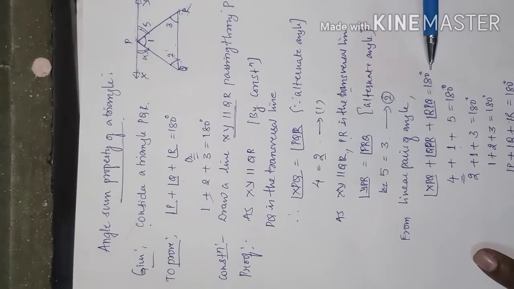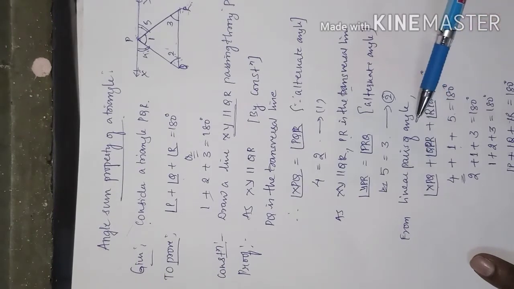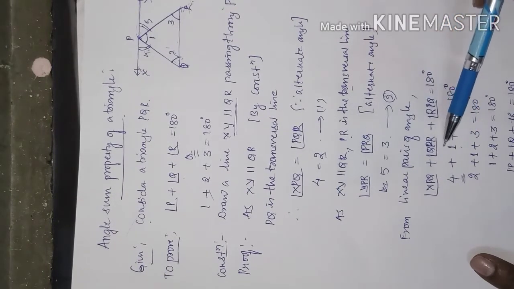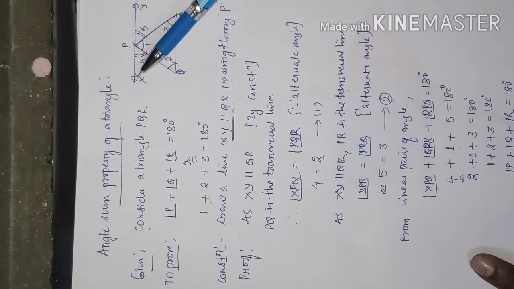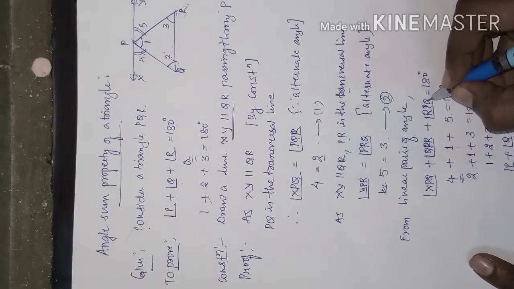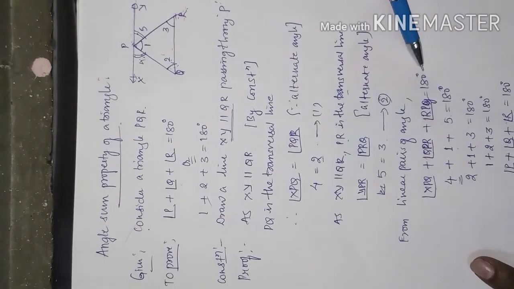Now from linear pairs of angles we can say that angle XPQ plus angle QPR plus angle RPY is equal to 180 degrees. Once again I will repeat it. From linear pairs of angles, angle XPQ plus angle QPR plus angle RPY is equal to 180 degrees. Actually sorry, this is Y here.